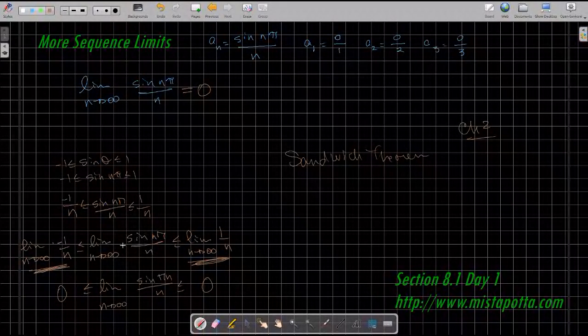So we will be dealing a lot with sequences in this chapter 9. In our next lesson, we're going to talk about some sequences that show up so often that we just have to memorize them. But that's a lesson for another time.